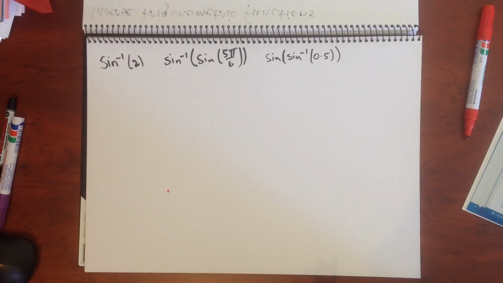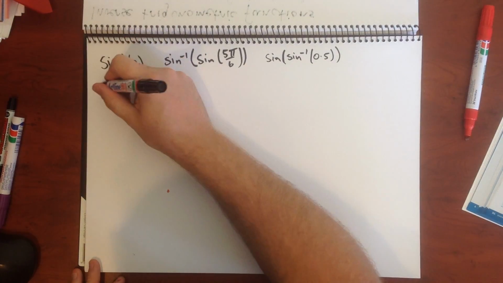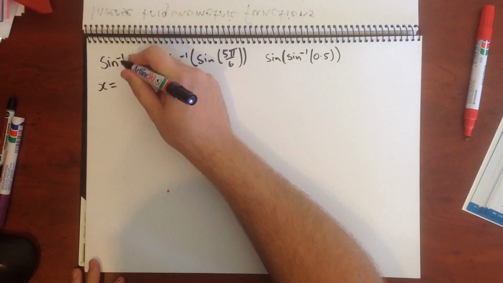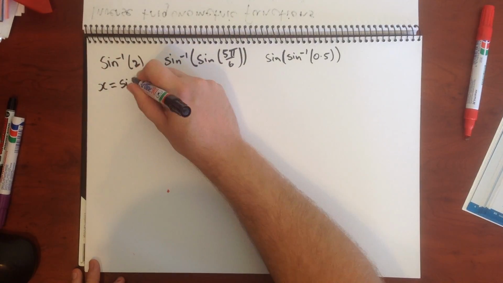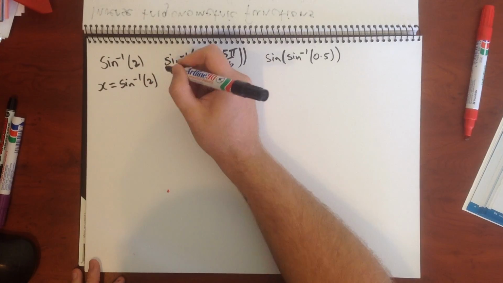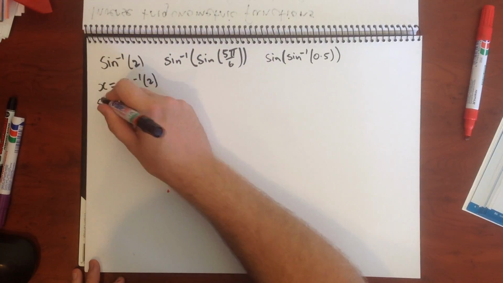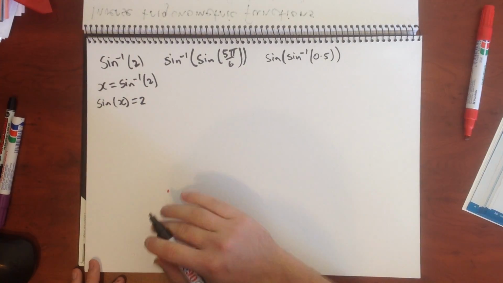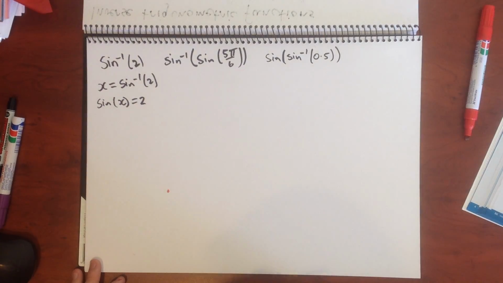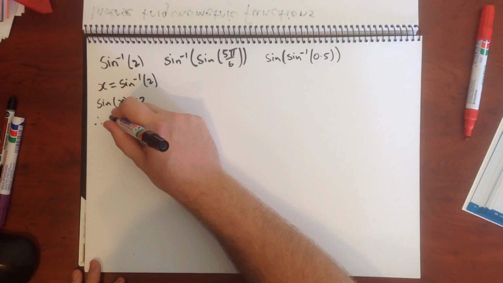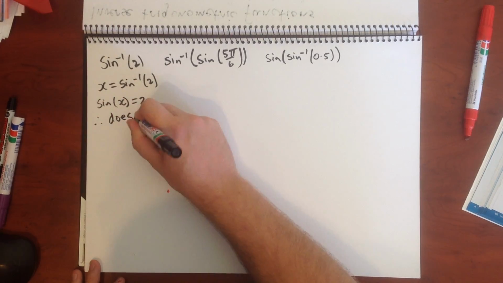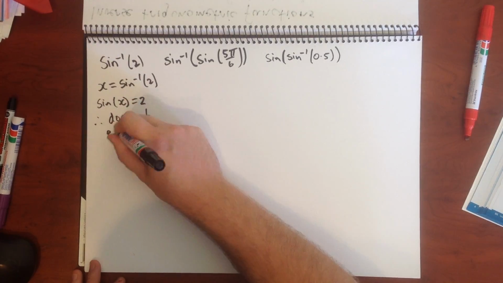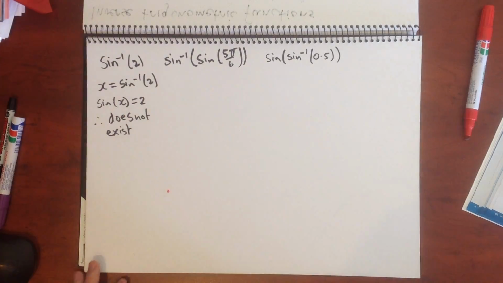When we look at that, we're saying x is equal to, this is our first one, inverse sine of 2. That's saying that sine of x has to equal 2. We know that sine never goes above 1, so therefore that does not exist. The first one's nice and easy because it doesn't exist.